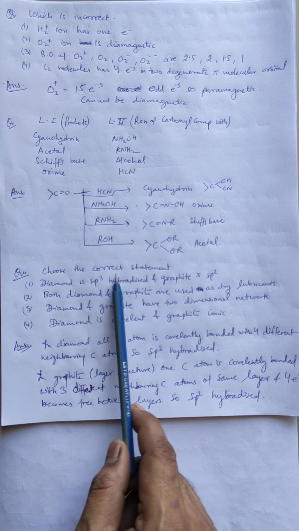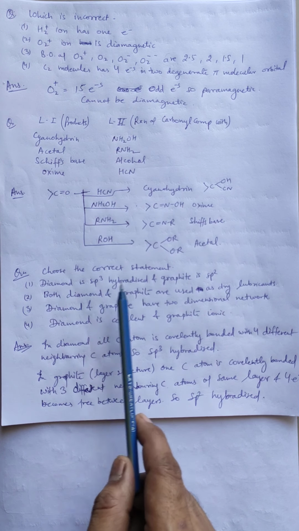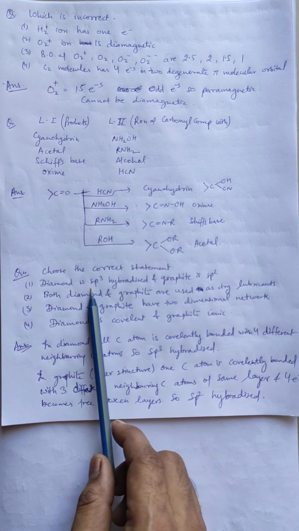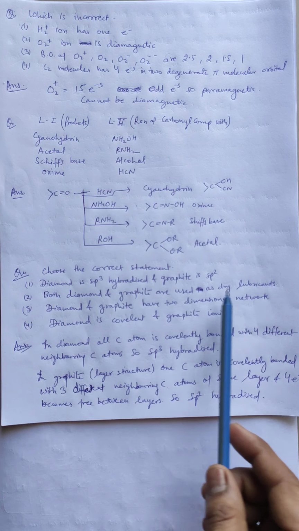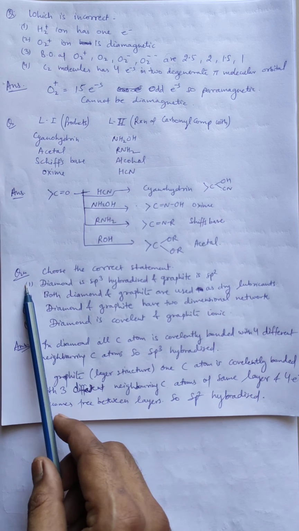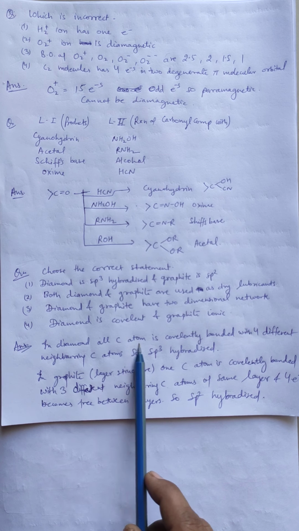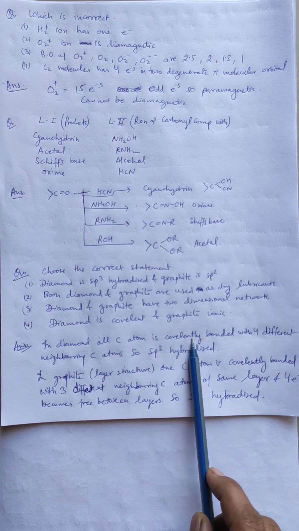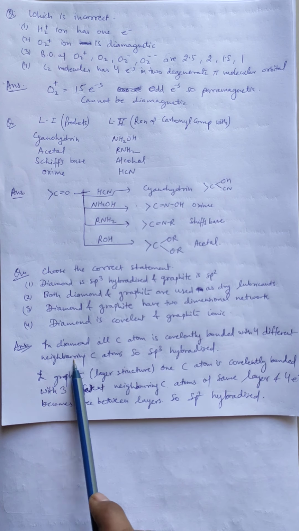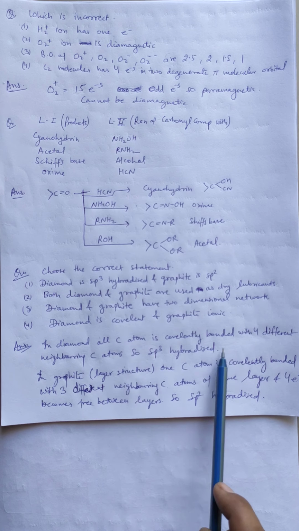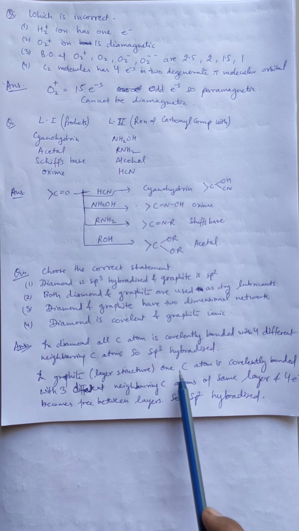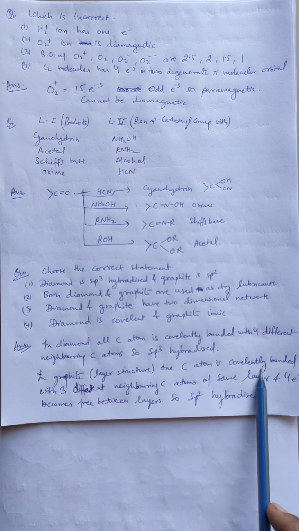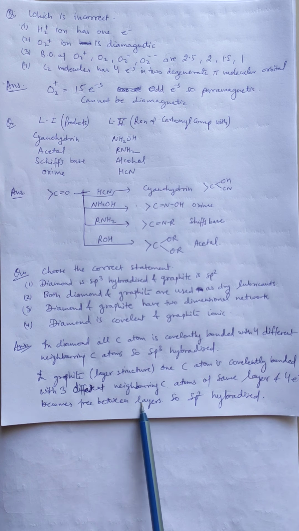Now the next is, choose the correct statement. Diamond is sp3 hybridized and graphite is sp2 hybridized. So this is the correct one. In diamond, every carbon atom is covalently bonded with 4 different neighboring carbon atoms, so it is sp3 hybridized. In graphite, each carbon atom is covalently bonded with 3 different neighboring carbon atoms of the same layer, and 4 electrons become free between layers.